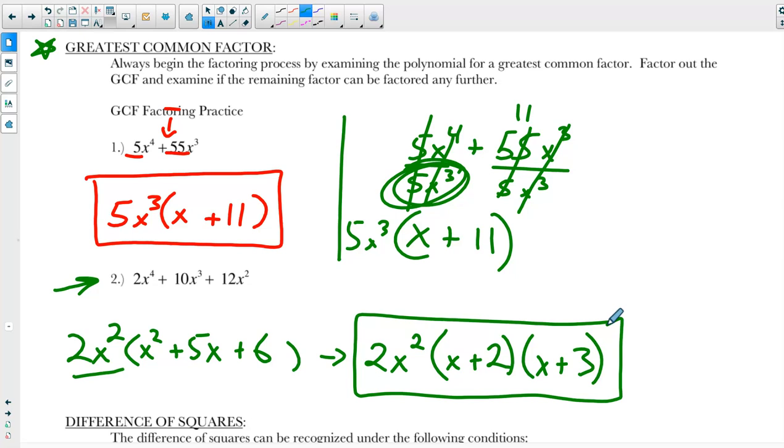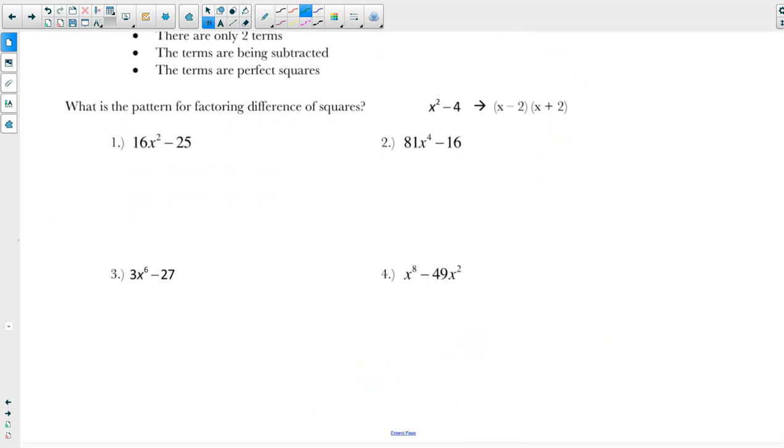All we're doing today is looking at GCFs and the difference of perfect squares. Now, I've talked about difference of perfect squares before. However, if you take a look at number 3, I would always ask you, can I take the square root of 3? Can I? No. So you can't do the difference of perfect squares there.